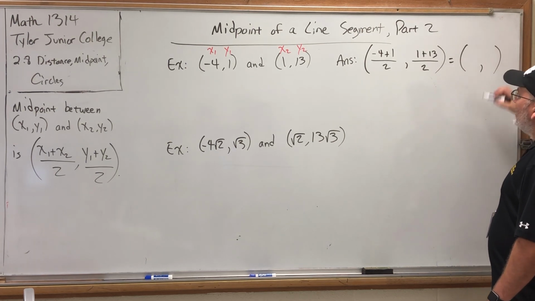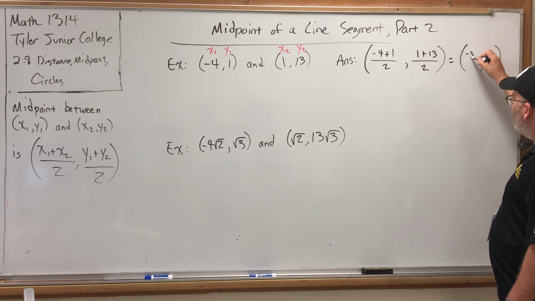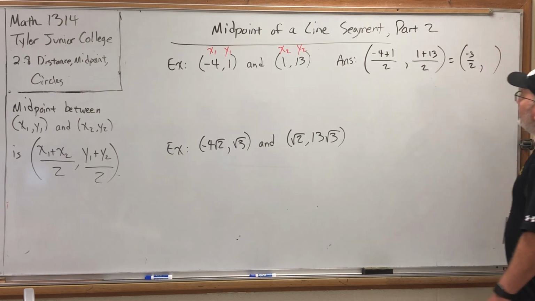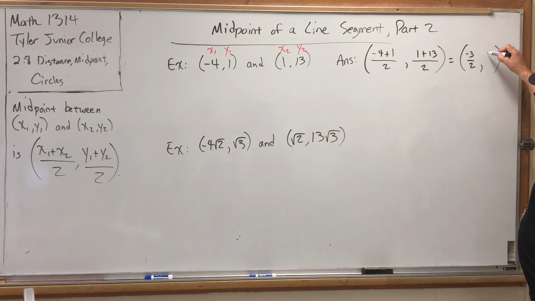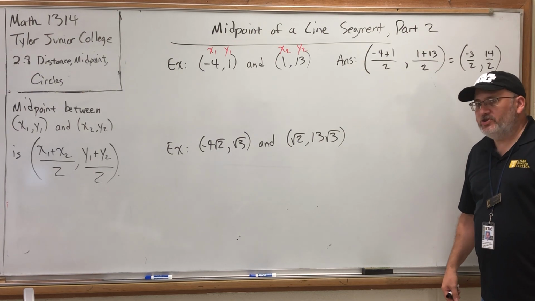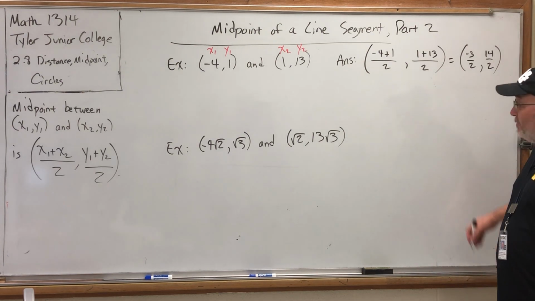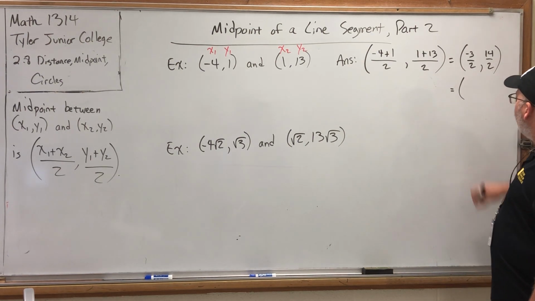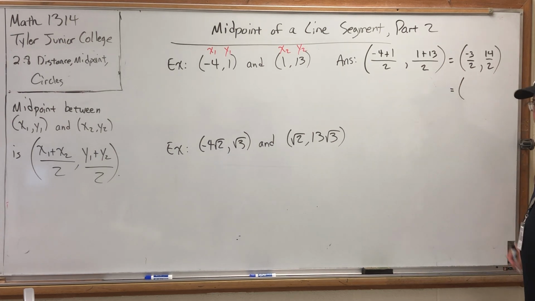In the first fraction, -4 plus 1 is 3. That's still over 2. And in the second fraction, 1 plus 13 is 14, and that's over 2. As usual with fractions, you should ask yourself if you can reduce or simplify. One of the fractions we can reduce, the other one we can't. We can't reduce the -3 halves, but we can flat out divide 14 divided by 2 to get 7.